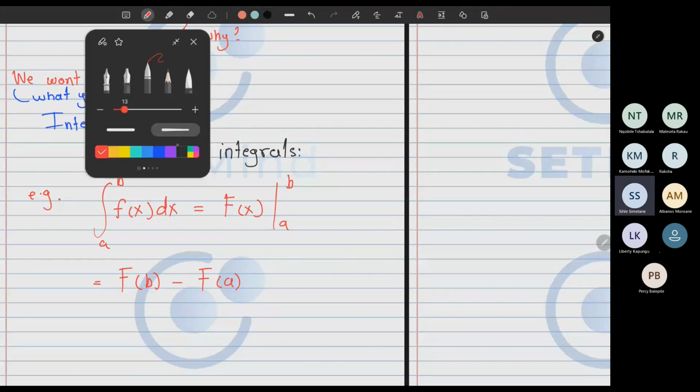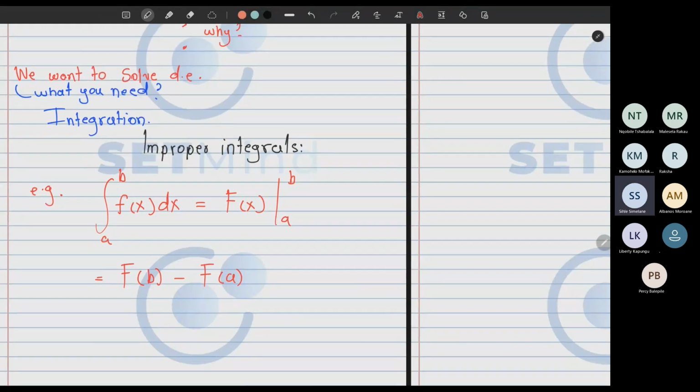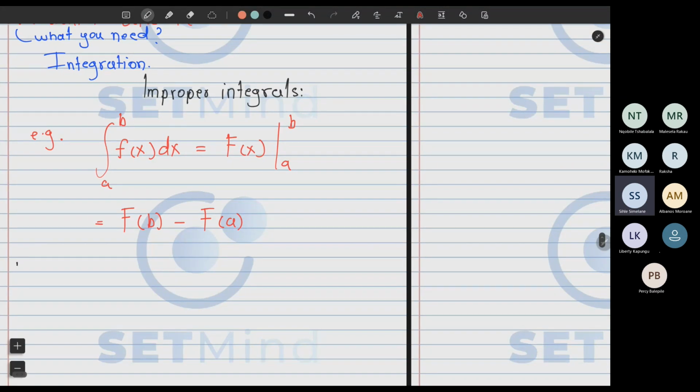But now with improper integrals, the problem we face is we usually have the a or the b equaling plus or minus infinity. That is what makes it an improper integral. So one of the limits is very strange. It can go to infinity, positive or negative infinity.